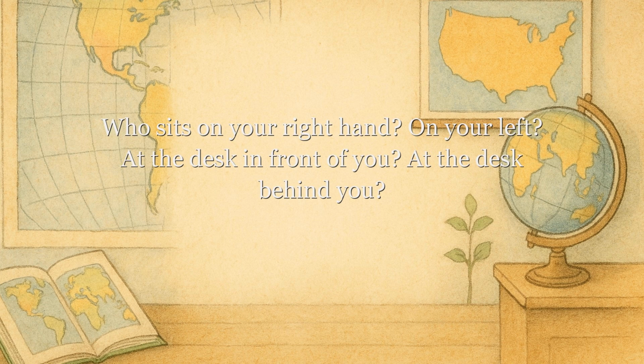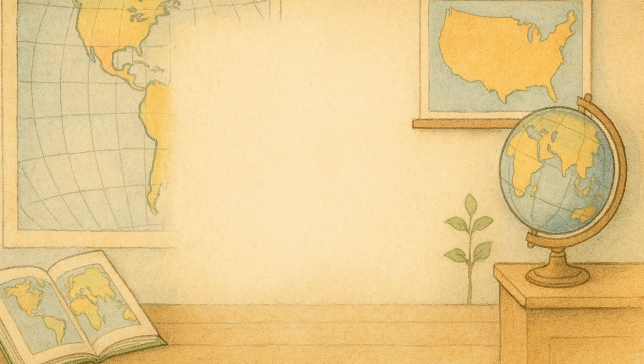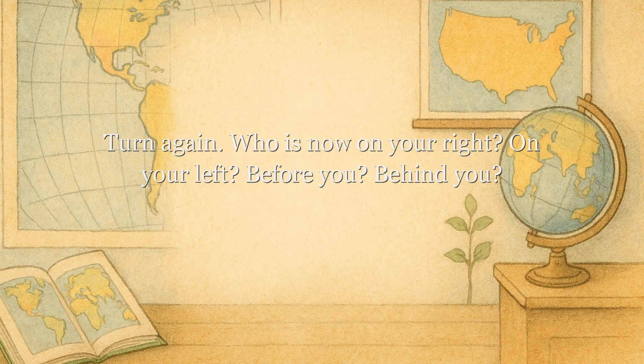Who sits on your right hand, on your left, at the desk in front of you, at the desk behind you? Turn round. Who is on your right now? On your left, before you, behind you? Turn again. Who is now on your right, on your left, before you, behind you?